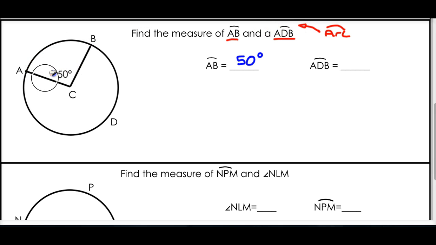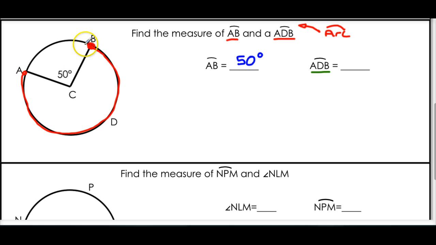Now what I also want to find is arc ADB. All right. Well, where is ADB? ADB is, well, I go from A to D to B. You have to follow this order, okay? So let's try it this way. Let's go in order. A all the way around to D, all the way around to B. That's arc ADB.